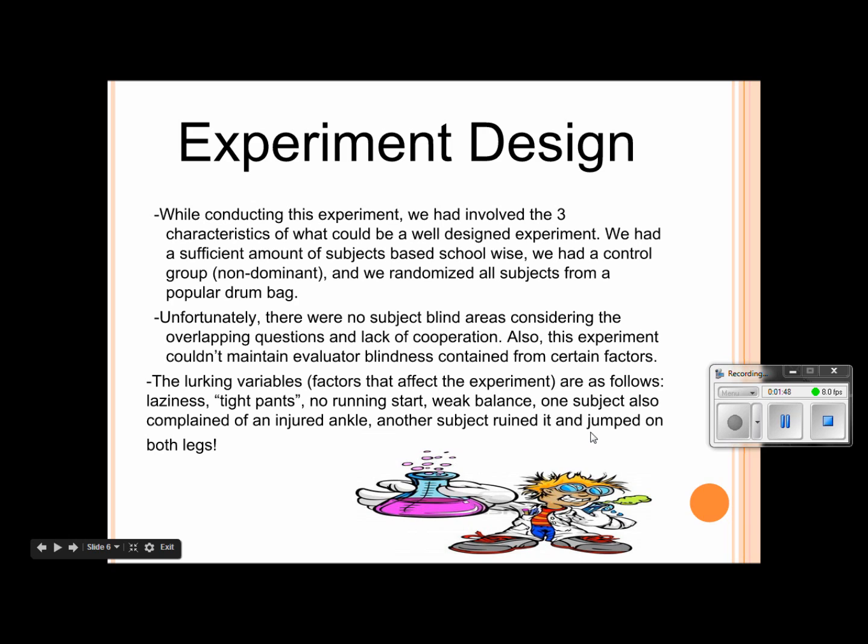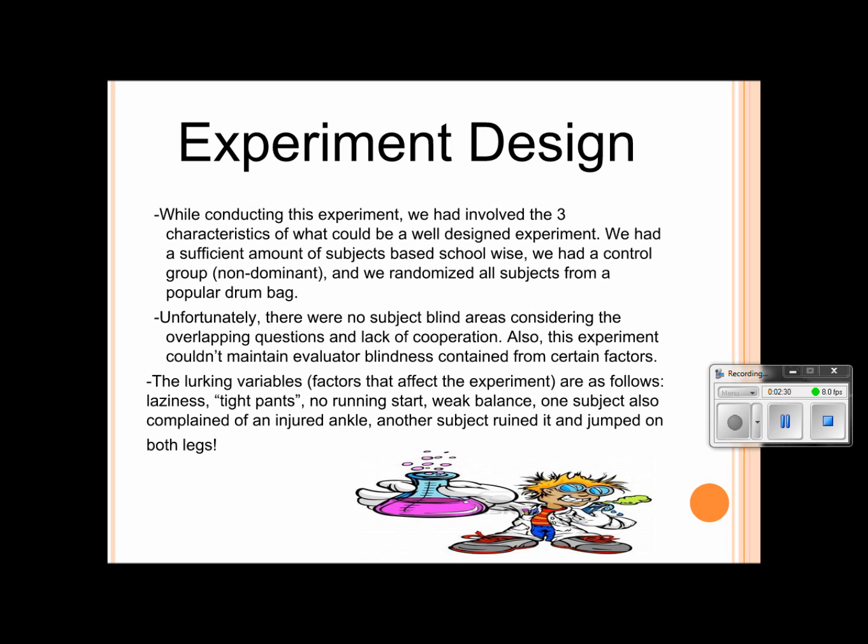Now, our experiment design. While conducting this, we decided that it is a well-designed experiment because it involves the three characteristics of a well-designed experiment. We had a sufficient amount of subjects based school-wide, we also had a control group, and we randomized all subjects from a popular drum bag. Unfortunately, there was no subject blind or evaluator blind, considering the fact that the subjects kept asking way too many questions, and their lack of cooperation was also unfortunate. And this experiment also couldn't maintain evaluator blindness because of the poor time we had in conducting this experiment and not enough time to find any more replacements.